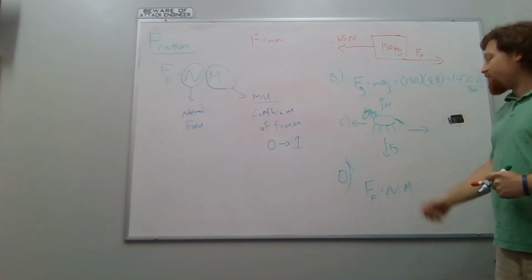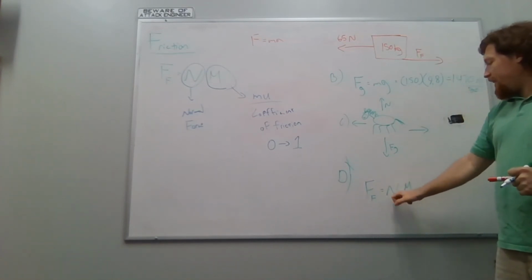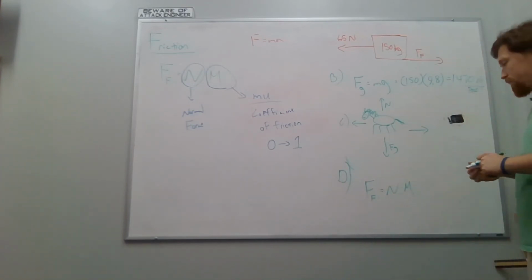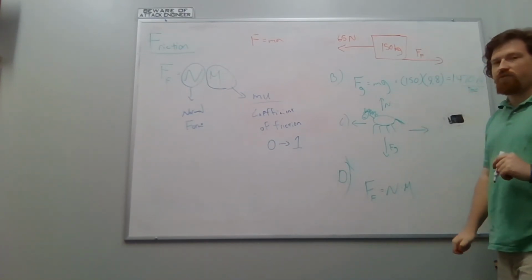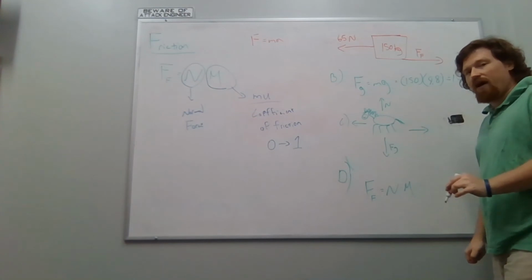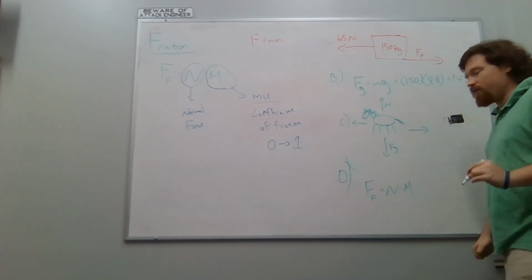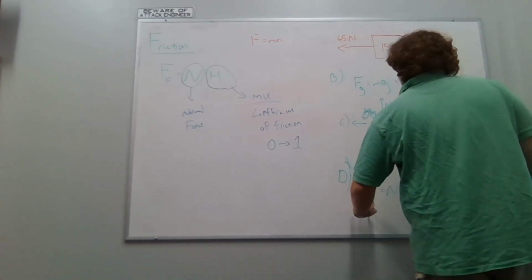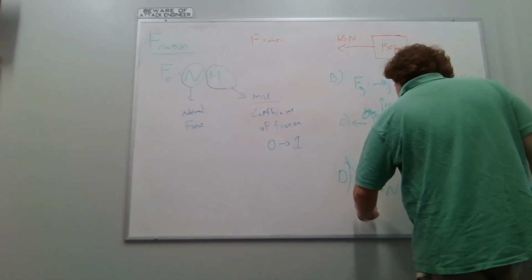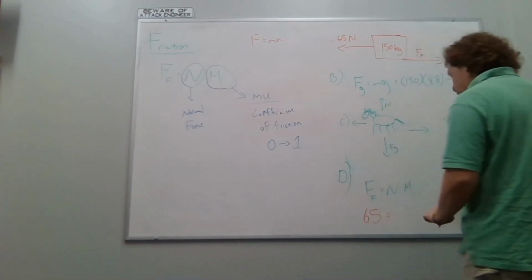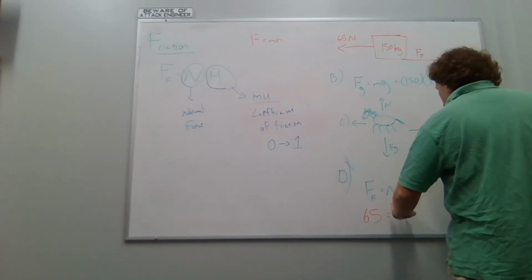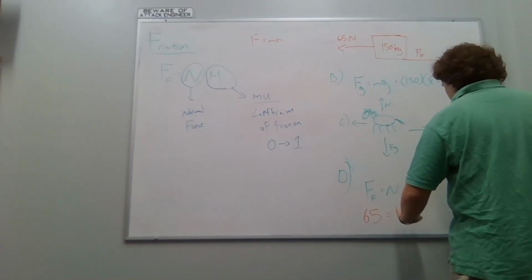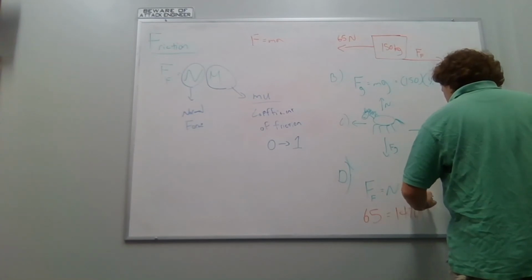That means we have a number we can plug in for force of friction and for normal force. Even though the problem didn't tell us normal force and force of friction, we can still find them using what we know about Newton's laws. So we know our force of friction has to be equal to 65 newtons, and we know our normal force has to be equal to 1,470 newtons.